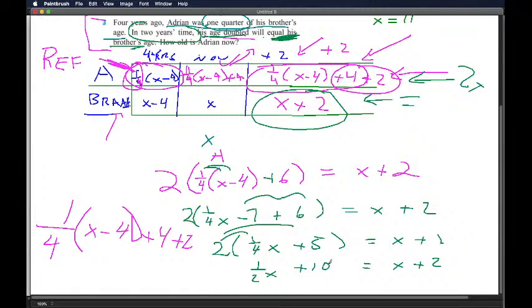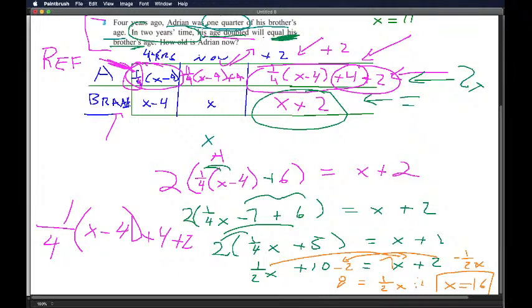Let's throw the half x over here, and let's throw the 2 over there. So minus 2 and negative 1/2 x. So we got 10 minus 2 is 8. And 1x subtract half x is 1/2 x. And you can either cross multiply or divide by a half, whichever one you guys choose. I just divide by half on each side, and you should get x is equal to 16, I believe. And they ask how old Adrian is.